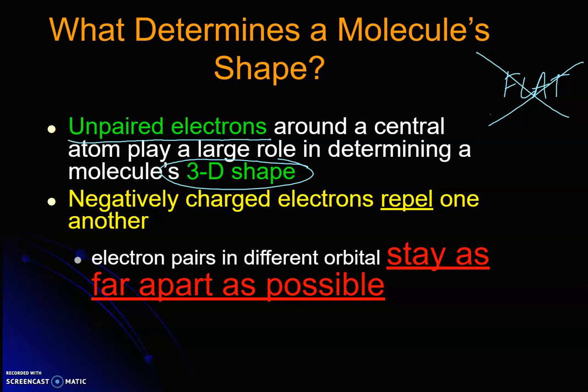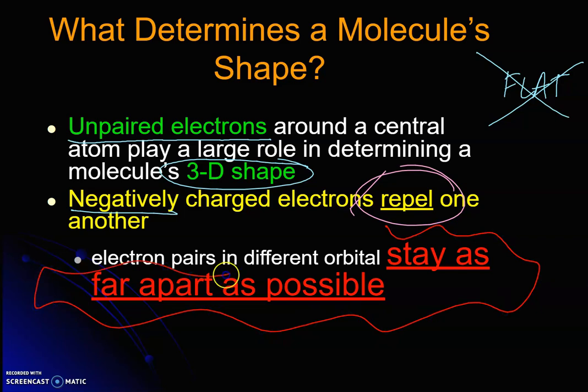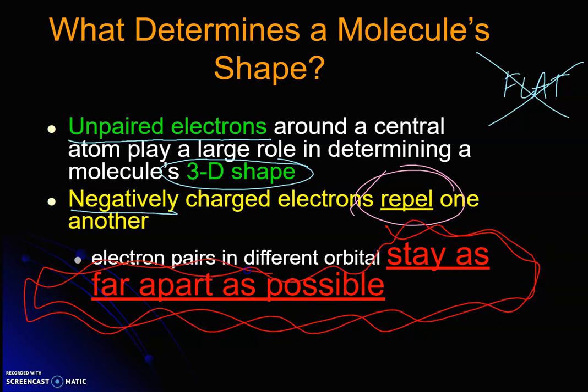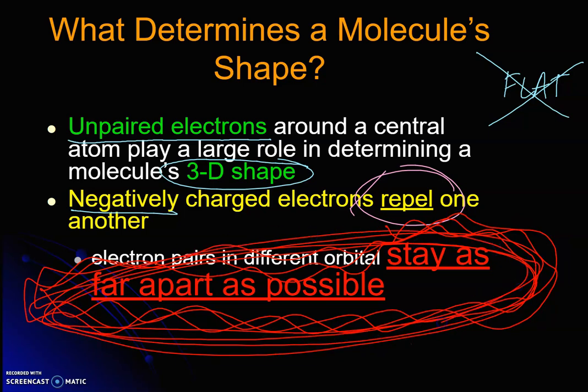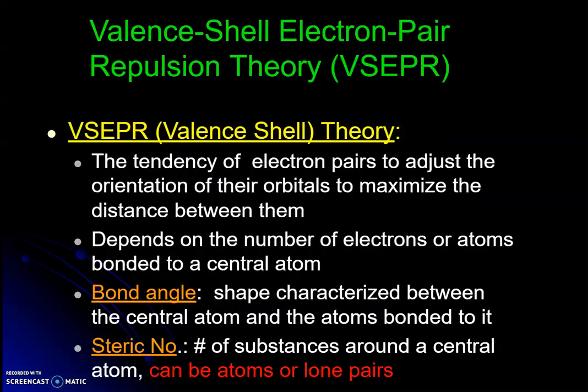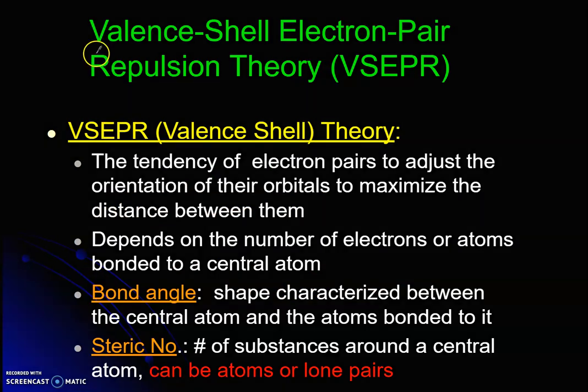All of these atoms have these negatively charged electrons. And what do electrons do? Electrons repel other electrons. So the whole goal of these shapes is that all these things want to stay as far away from one another as possible. They all want to repel one another and be as far as possible from one another, which is where we get valence-shell electron pair repulsion theory, or VSEPR for short.